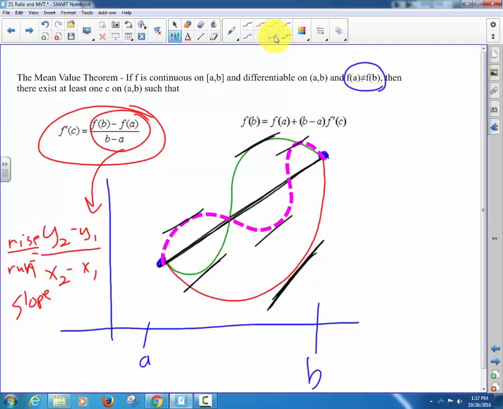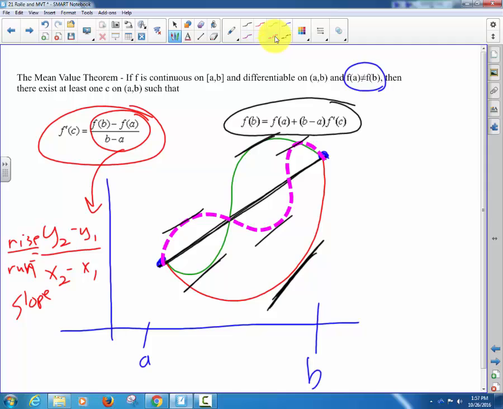Okay? Now, what on earth is this thing over here? Can anybody tell me where I pulled that thing out of the air? How did I get f of b equals f of a plus b minus a times f prime of c? I mean, just by multiplying, literally just by working the problem out. Yes.